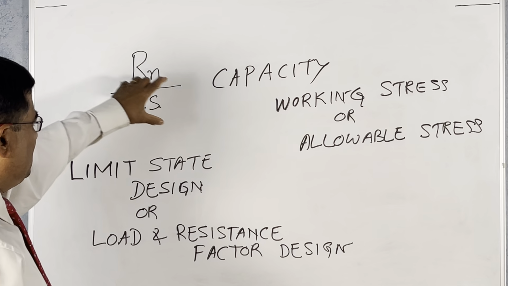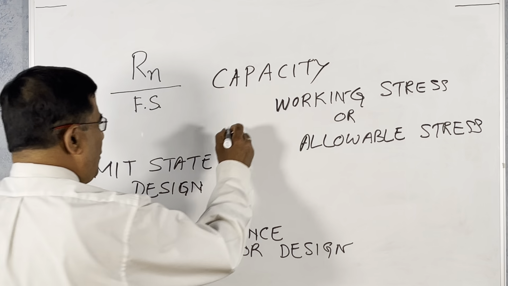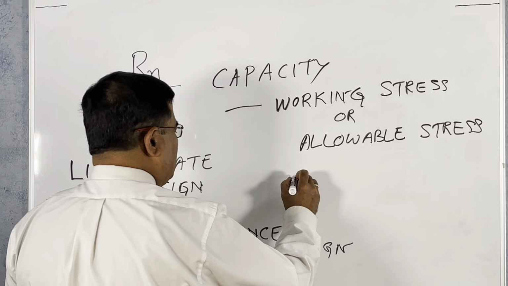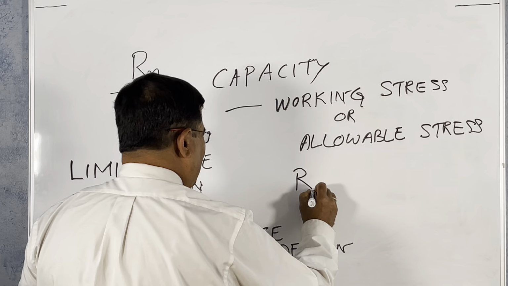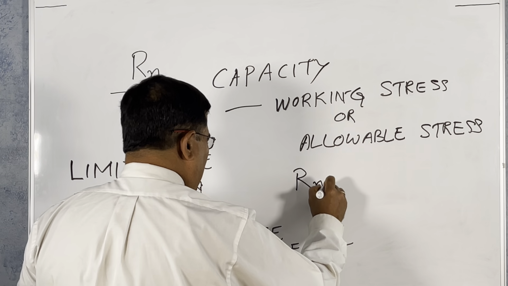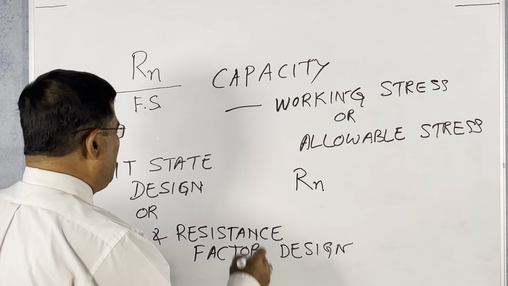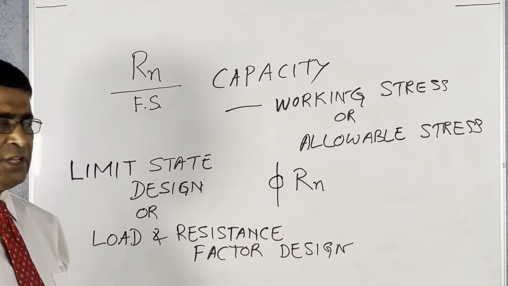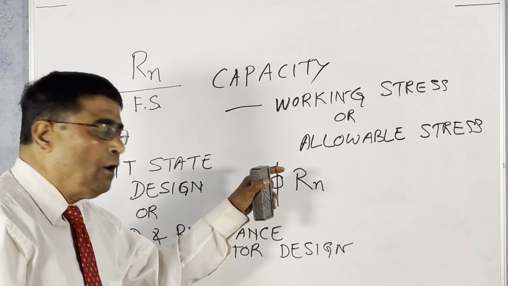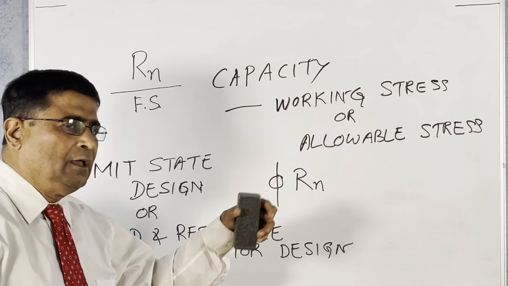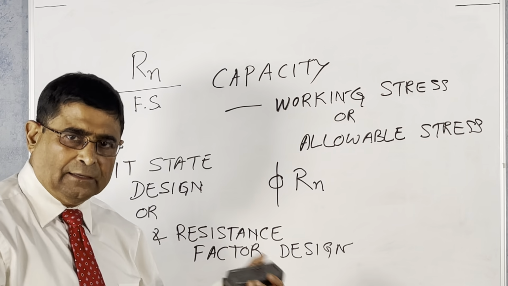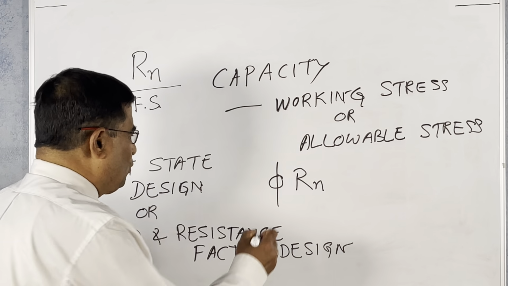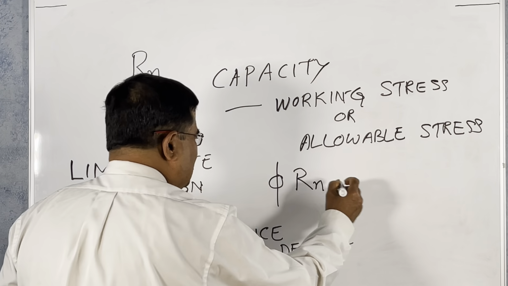This is the capacity you get for working stress design. For limit state design, this value is the nominal capacity, Rn. We are multiplying it with a resistance factor, phi. In the United States it's called phi; in India probably it is called phi. Same thing. It is a resistance factor. This whole thing is the capacity.